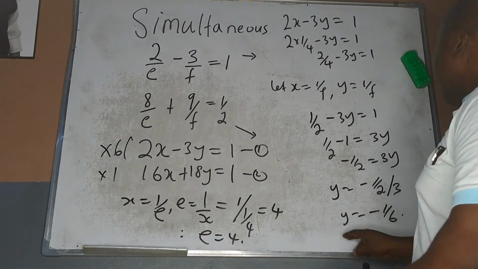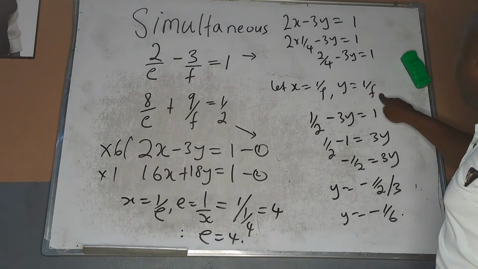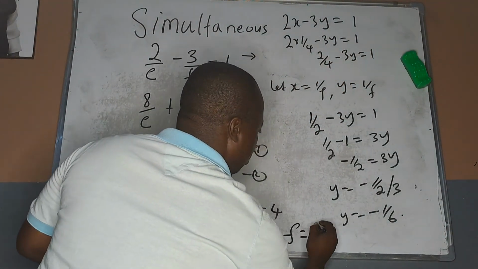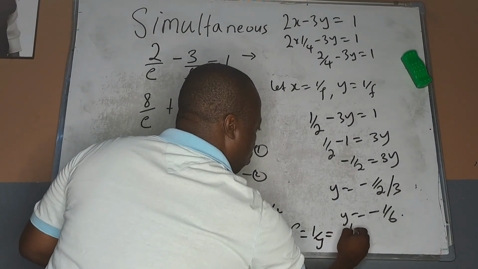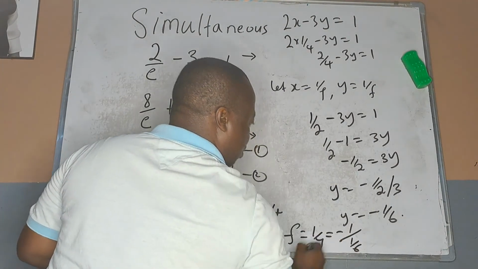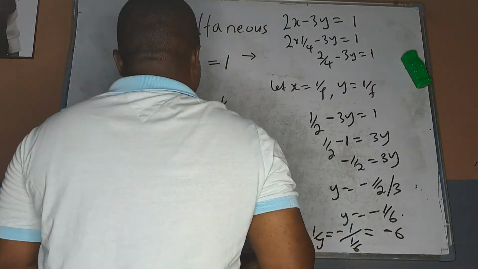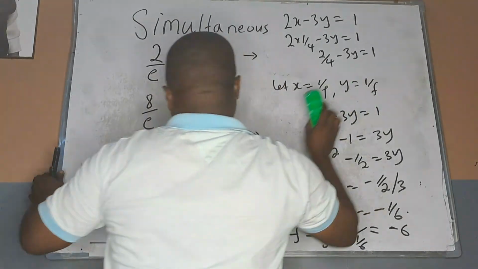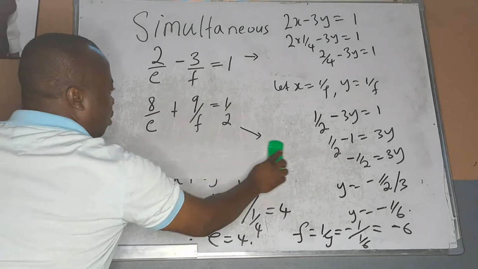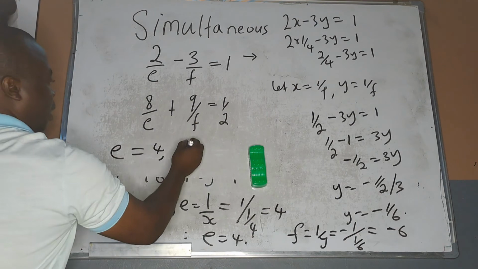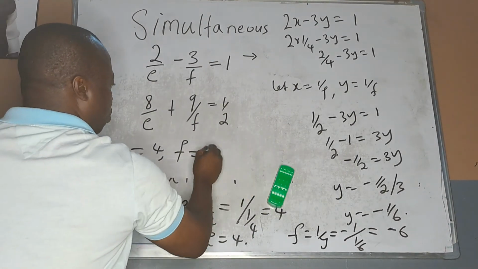Now we're not looking for y, we're looking for f. So f equals 1 over y, equals 1 over minus 1 over 6, which is equal to minus 6. So we've been able to establish that e equals 4 and f equals minus 6.